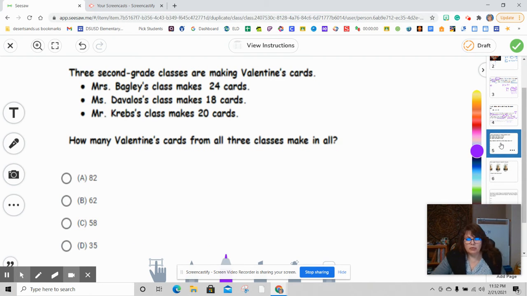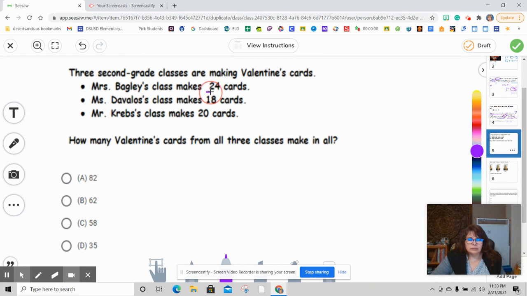Now we have number 5. 3 second grade classes are making Valentine cards. Mrs. Bagley's class makes 24 cards. Miss Davalos, that's me. Miss Davalos' class makes 18 cards, and Mr. Krebs' class makes 20 cards. How many Valentine cards do all 3 classes make in all?